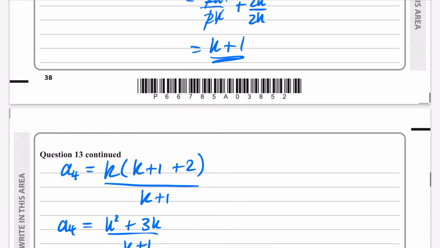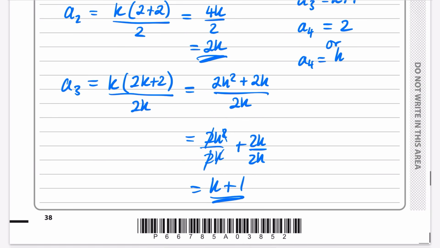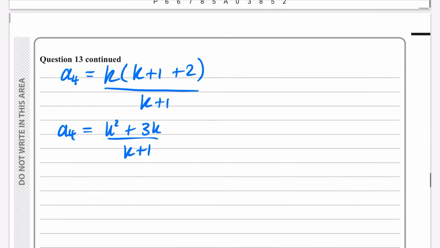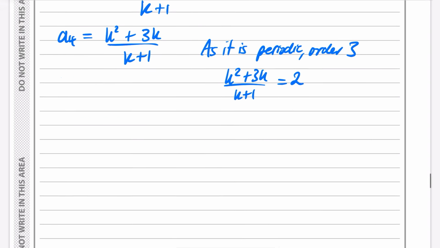That's what A4 is equal to, k squared plus 3k over k plus 1. Because the sequence is periodic, we know that this and this must be the same as each other. This must be a 2. So as it is periodic of order 3, k squared plus 3k over k plus 1 must be equal to 2, which was the first term.